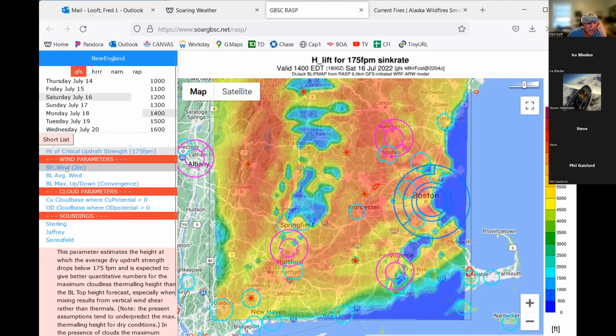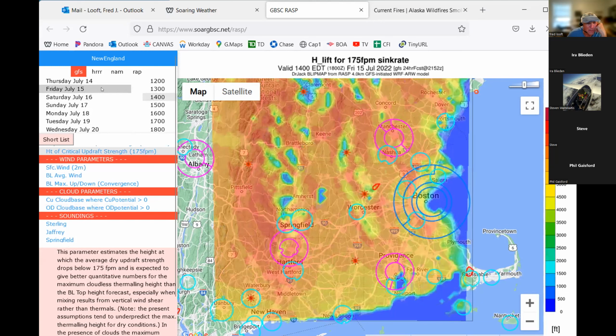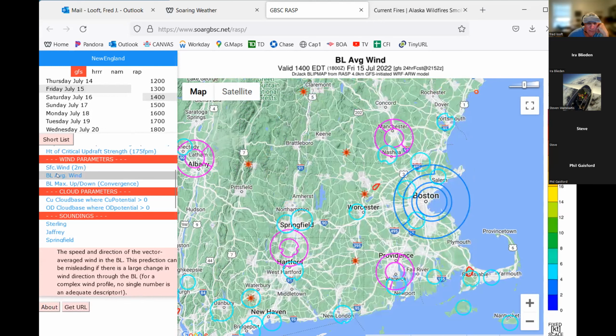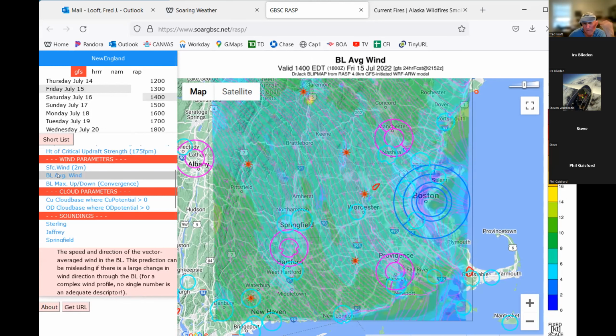One other thing I checked, and I'll go back to Friday again for this, surface winds at 2 meters, pretty light, 2 to 3 knots, and then boundary level wind, pretty light, 5 to 6 knots, something like that. So I can use this to look into the future a little bit and say, okay, these are the days to look at, but don't make any hardcore decisions yet because things can change.